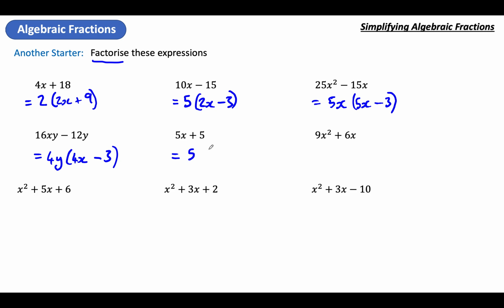5x plus 5. Good. Well, that seems easier, doesn't it? 5 can go on the outside of a bracket. We need the x to make 5x. But then I've already got a 5, but I still need something there. So I put in a 1, because 5 times 1 would make 5.